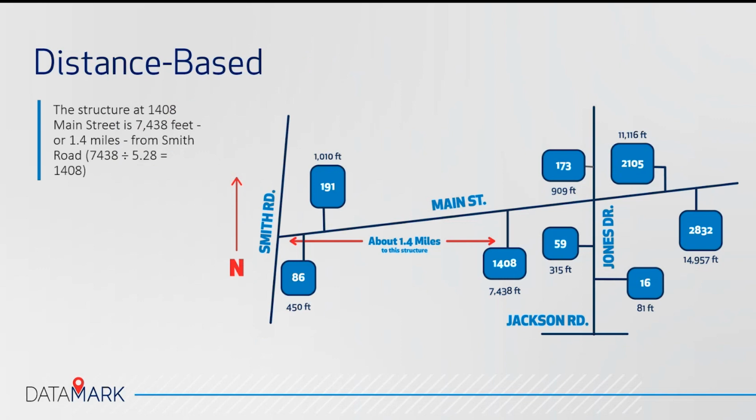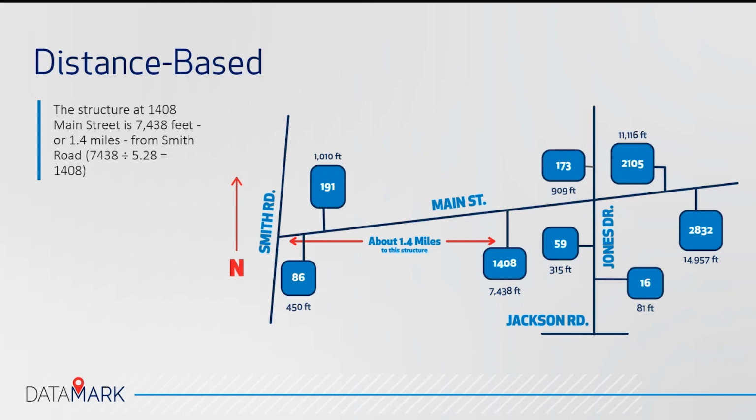Distance-based numbering is very common for a lot of communities, especially rural communities with larger lots. Essentially, 5.28 feet is the example that's provided here. And what's been done is the distance has been measured. The example here is 1408 Main Street. This address is 7,438 feet from where the road starts at its intersection with Smith Road. So they've taken that measurement, 7,438 feet, and divided it by the 5.28 feet to obtain the number, which is 1408. So that's how you would do that.